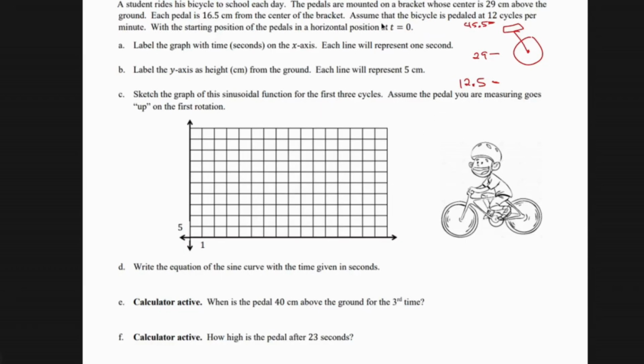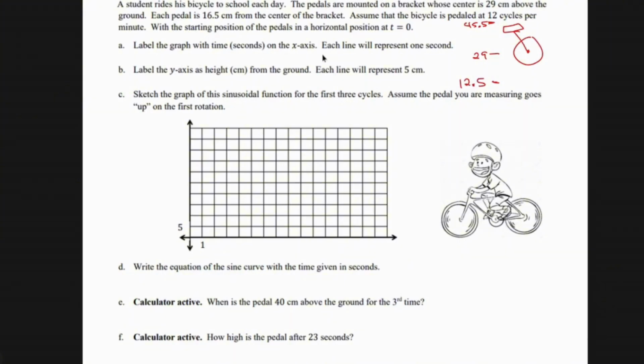Each pedal, assume that the bicycle is pedaled 12 cycles per minute. Well, 12 cycles per minute is okay, so we'll discuss that in a minute. With the starting position of the pedals, horizontal position, t equals 0. Horizontal position means the center, so we're starting at 29. So what I need to do is label this.